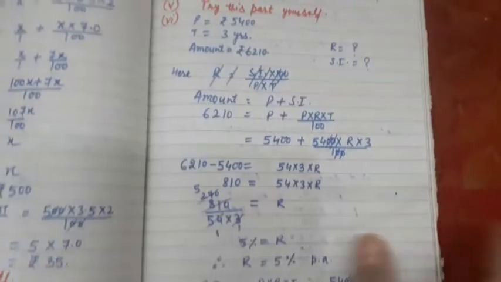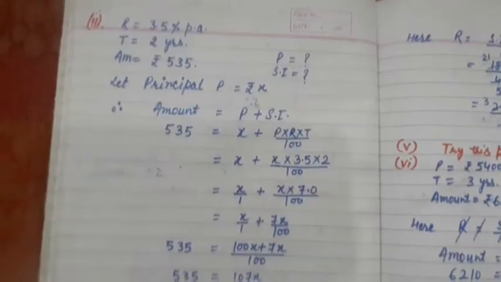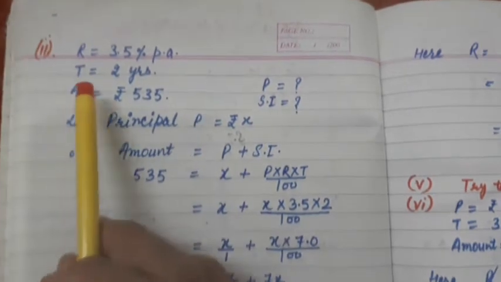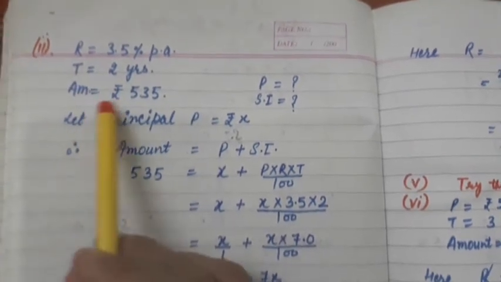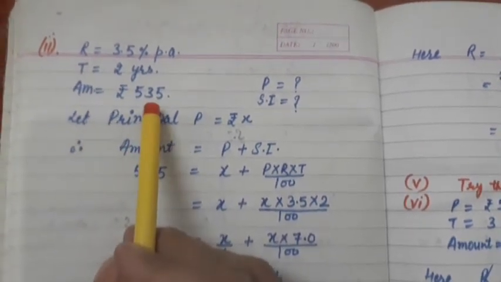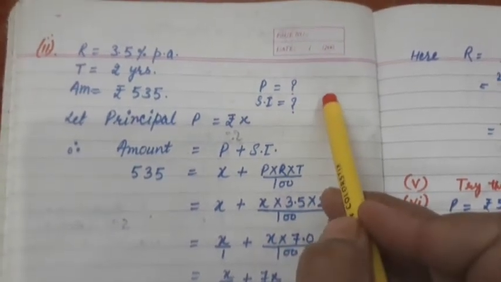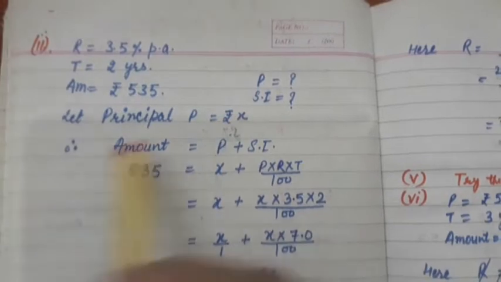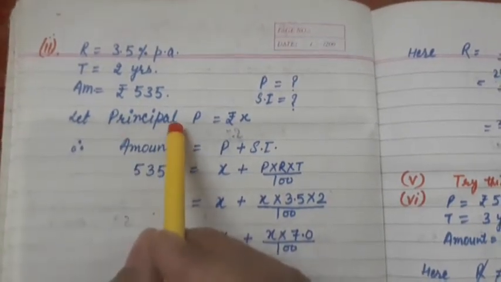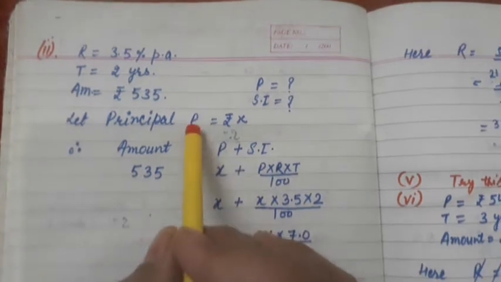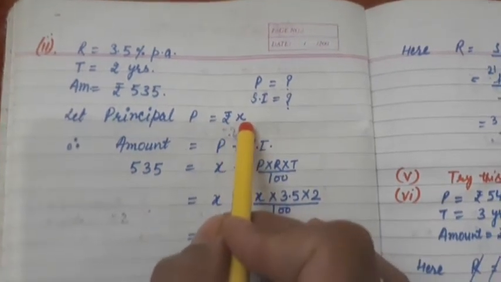The next part is given. In that part the rate of interest is 3.5% per annum. Time is 2 years, and amount is given, that is 535. But in this question we have to find principal as well as simple interest. Both are not given. So in this question, let us suppose that the principal P is equal to rupees X.